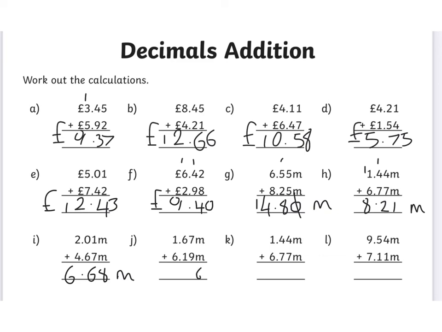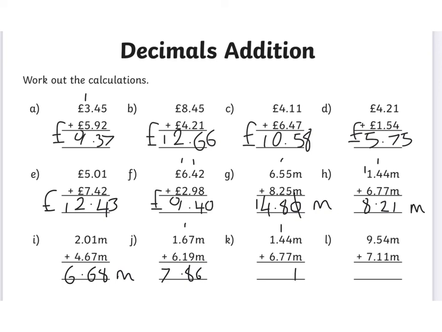So put down your 6, carry your 1. 1 plus 6 plus 1 is 8. Put down your decimal point. And 1 plus 6 is 7. So 7.86. Okay, now we've got 4 plus 7 is 11.